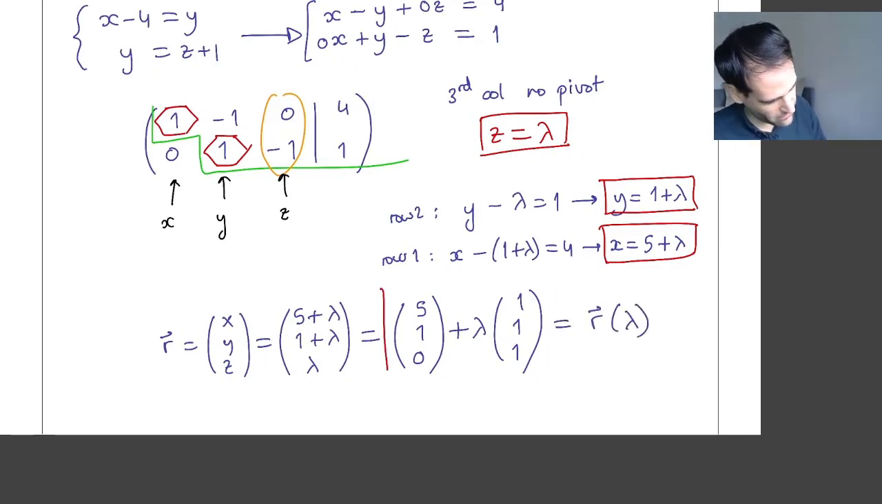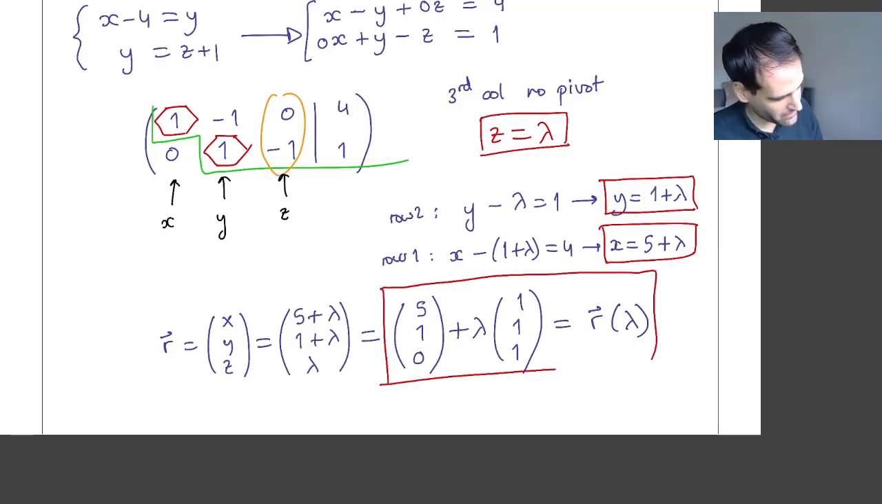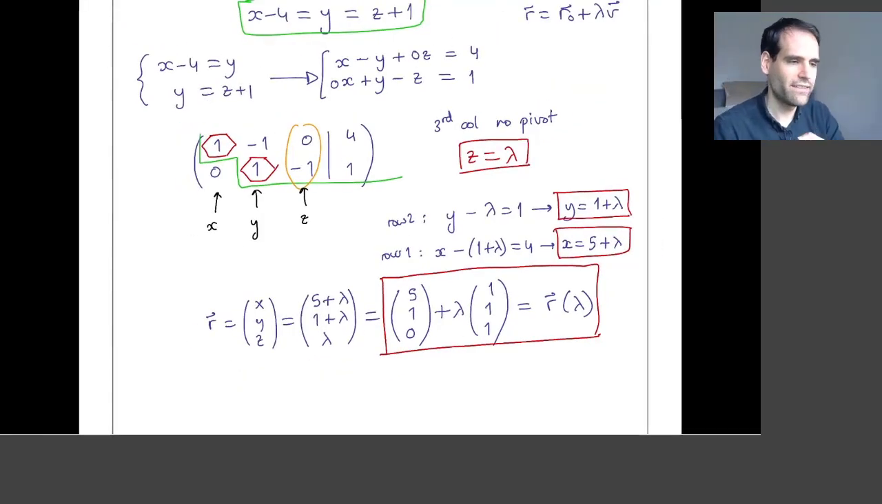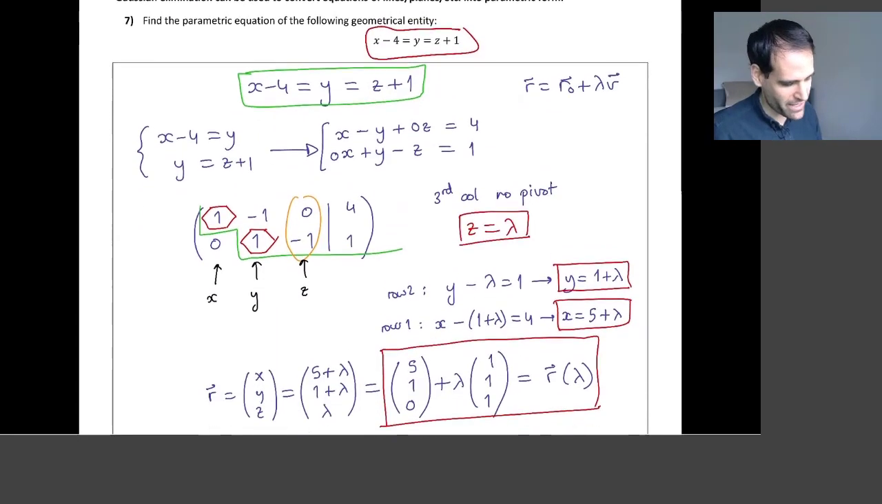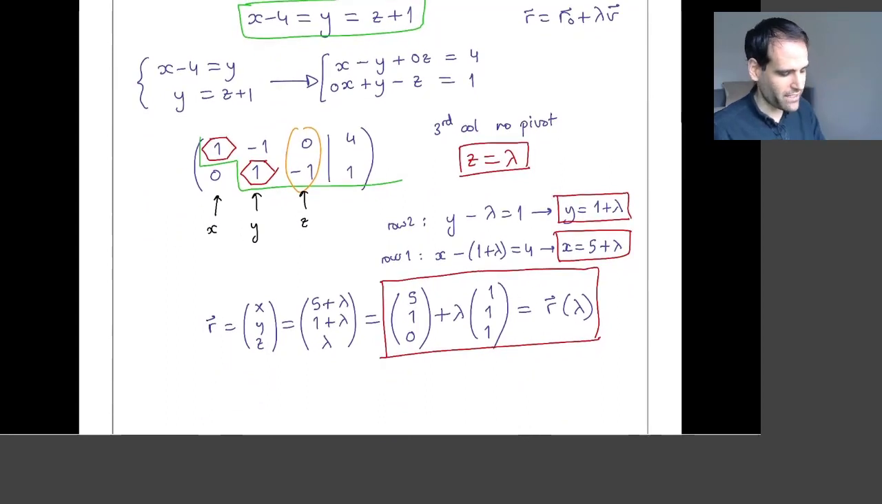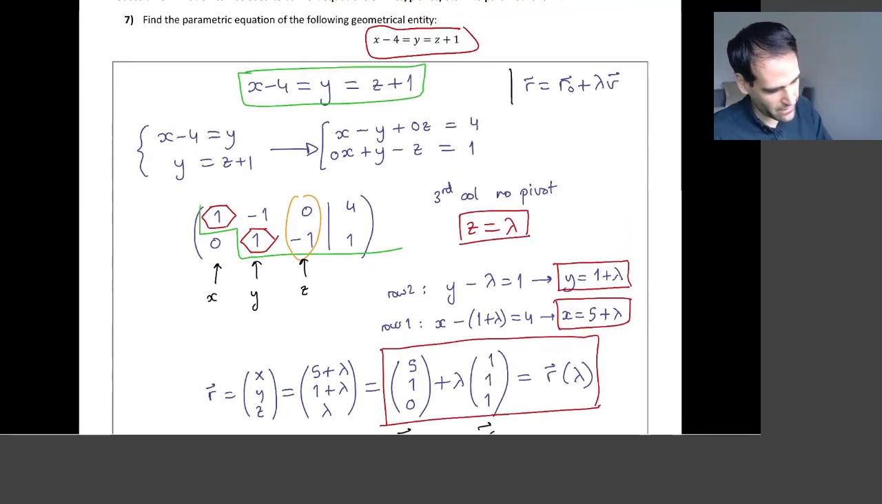And this is the equation of a line. This is the parametric equation of the line that we had written here. By using Gaussian elimination, we automatically found that z was a free parameter, which was equal to lambda. And in a way, this enabled us to calculate R0, which is a point on the line, and V, which is a vector parallel to the line. So we could write the line in the usual notation.